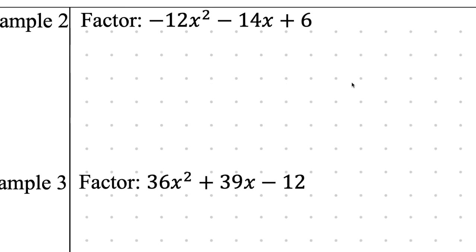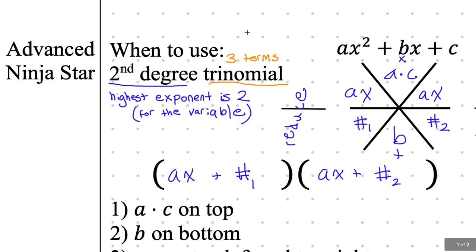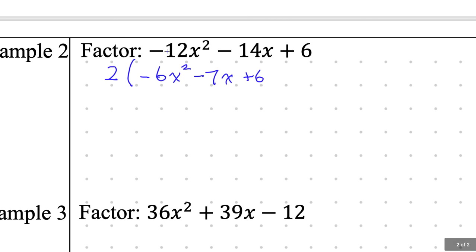The first step in example 2 is to factor out the greatest common factor. What is the greatest common factor? Jade? 2. You are correct. So when you factor out the 2, you're left with negative 6x squared minus 7x plus 6. Wait, it wouldn't be plus 6 though, right? Oh yeah, sorry. Teacher error, nice. Plus 3.